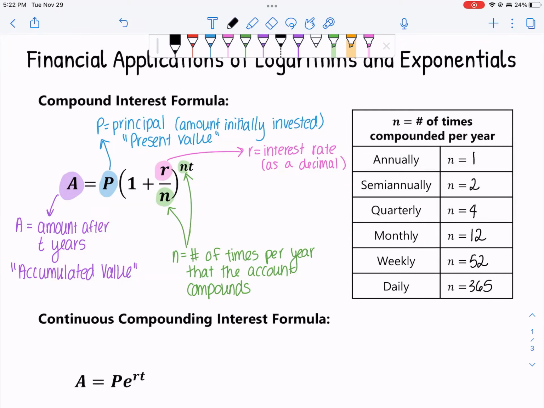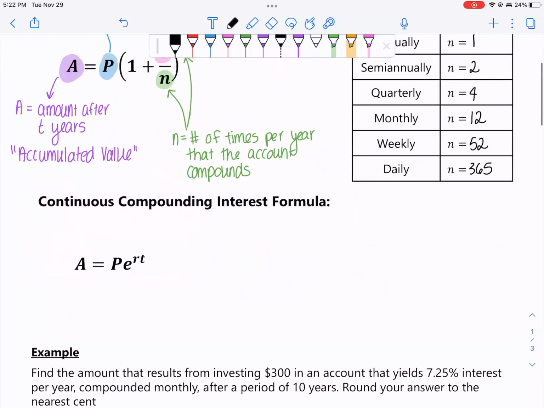Not going there. All right, then there's this here. I said the more you compound, the more money you make. So obviously you want to compound as many times as possible. It sounds like 365 should be the most, right? It's not. Actually, continuously compounding every single moment, always compounding.